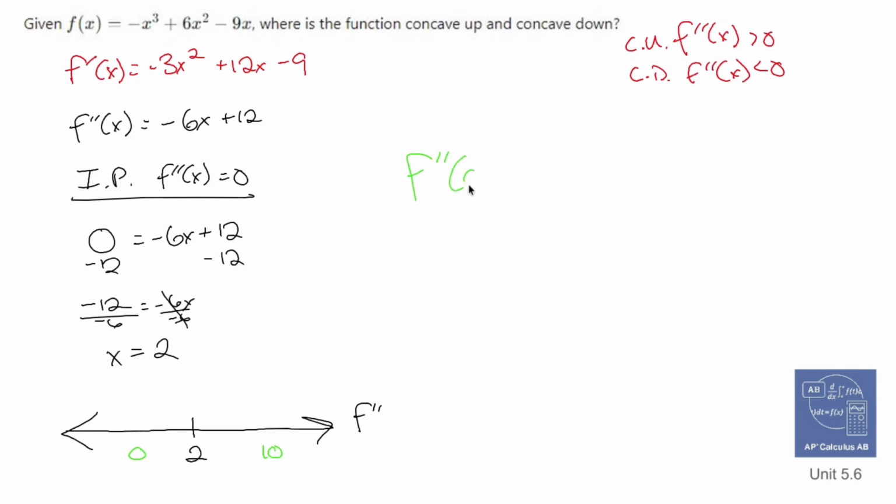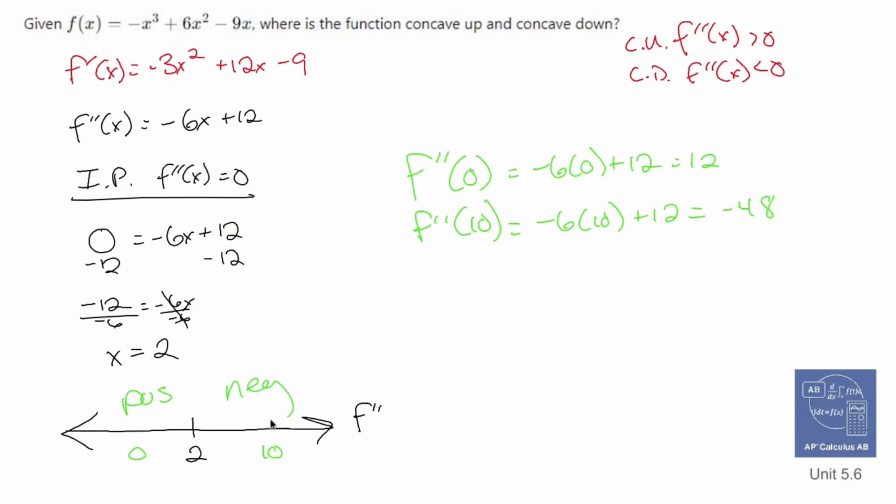So f double prime of 0 is going to involve me taking this guy right here and substituting in 0. Negative 6 times 0 plus 12 equals positive 12, which means you are positive right here. F double prime of 10 is going to be negative 6 times 10 plus 12, which is negative 60 plus 12, which is negative 48, so definitely negative.